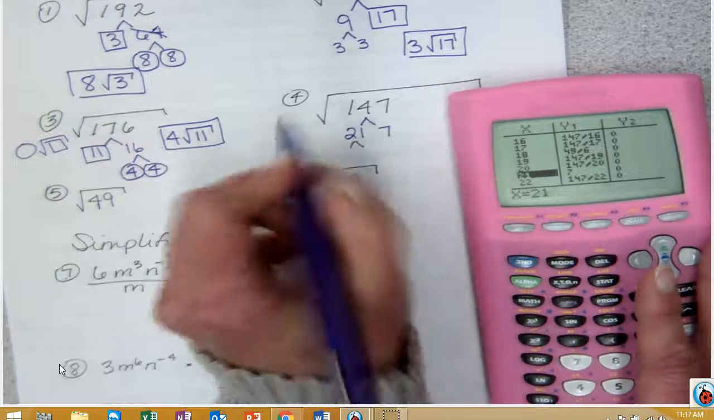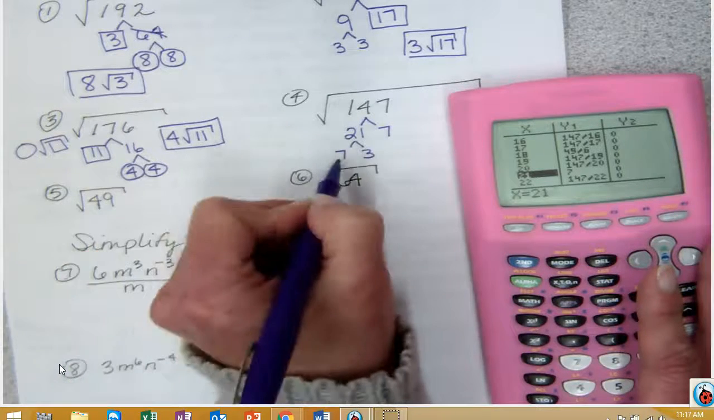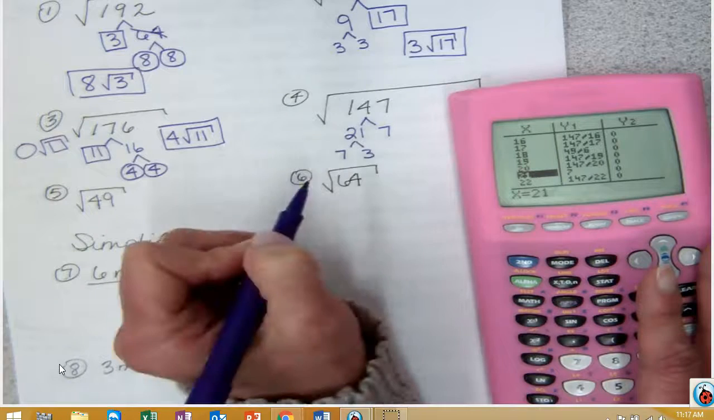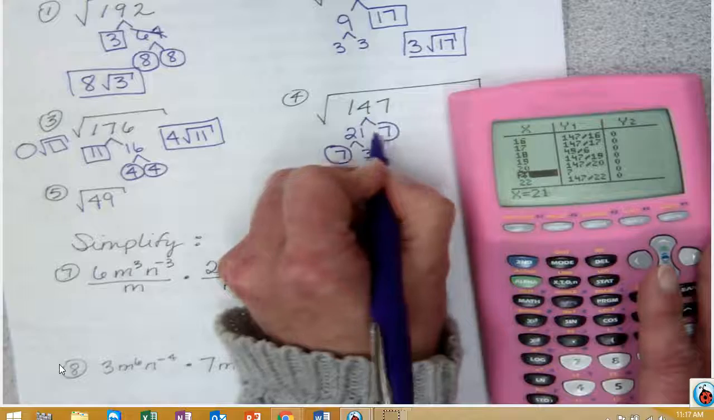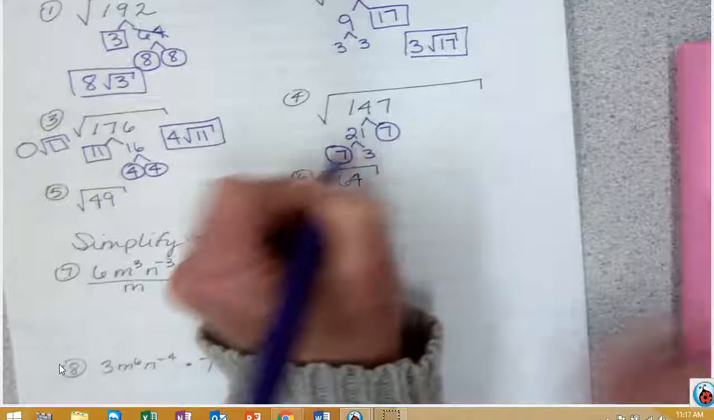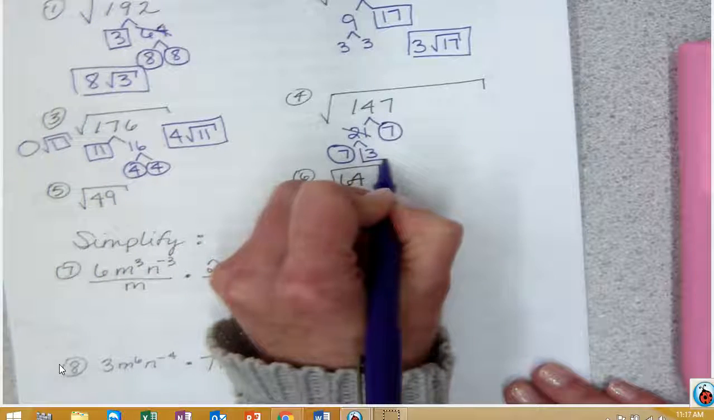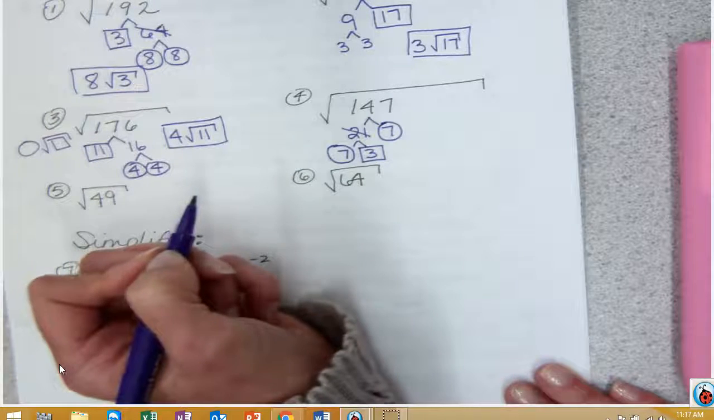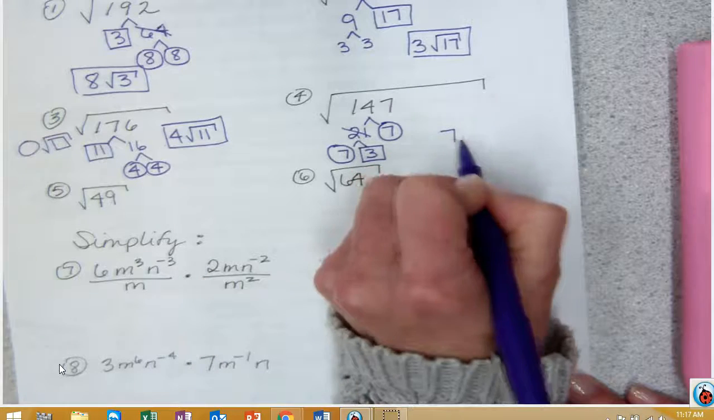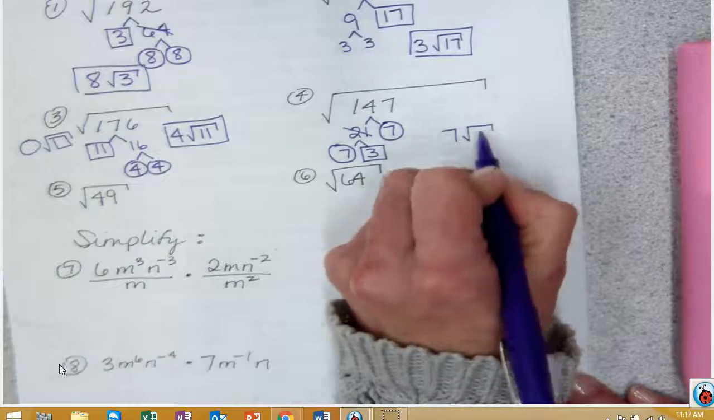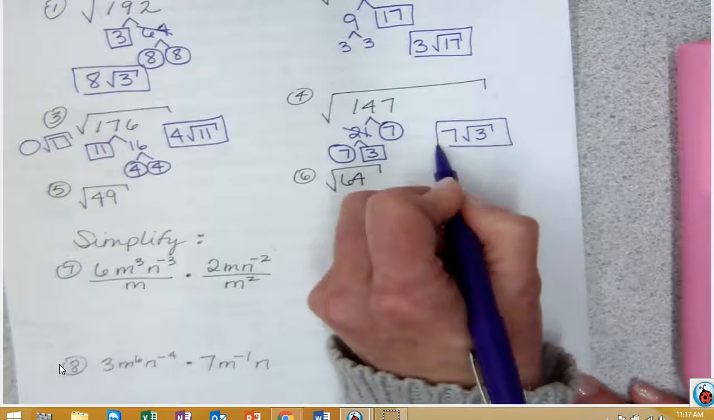And if I multiply 21 out, I know it's 7 and 3. 7's prime, 3's prime, 7's prime. But I have 2 7s, so I can circle my 2 7s. Even though they're on opposite sides, I can still circle them. And I'm going to square my single because I don't have a match for my 3. And I pull out my 7 square root of 3. And there you have your answer.